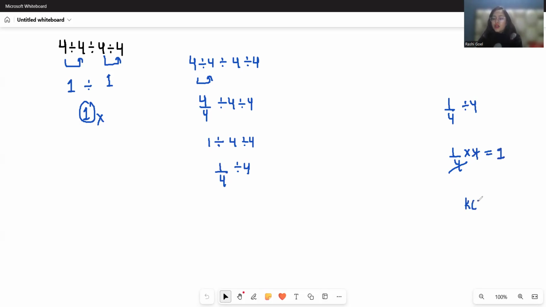But when there is a division sign in between, then you have to follow the KCF rule, which says that K stands for keep, C stands for change, and F stands for flip. That means keep the left hand, change the symbol from division to multiplication, and flip the right hand. So it becomes 1 by 16. So what is the correct answer? 1 by 16, not 1.